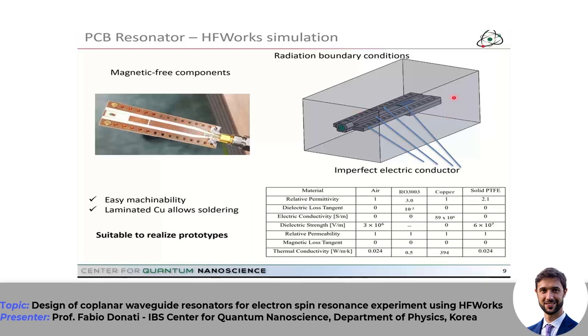So we simulated our problem with the HFWorks. As you see here, we set a volume of air with the radiation boundary condition. This turned out to be very important because our device ultimately is sort of an antenna. So we emit the microwave here at this spot. So we need to be careful in defining the boundary condition of our simulation. And also we consider imperfect electric conductor everywhere. We have copper and gold here in the connector. So here are all the parameters we used for our simulation and the materials.